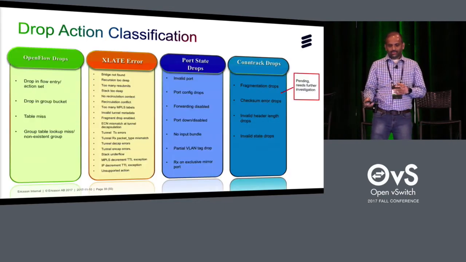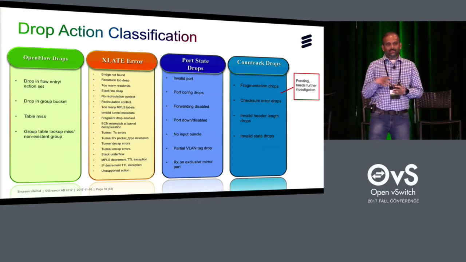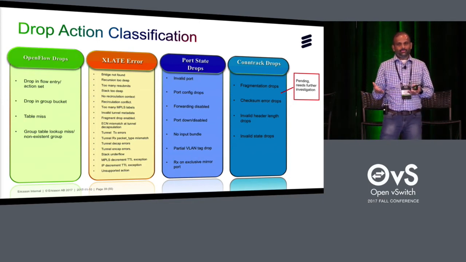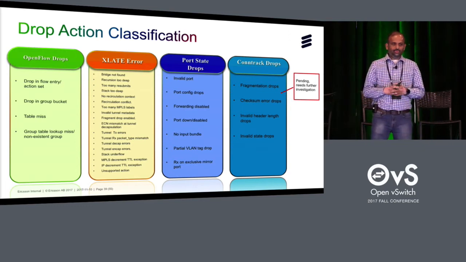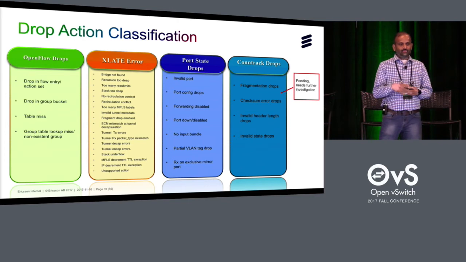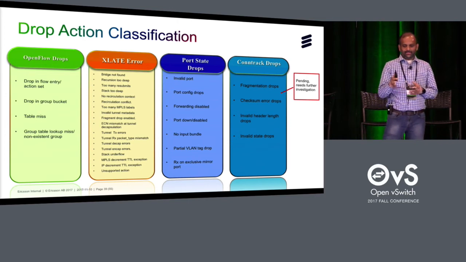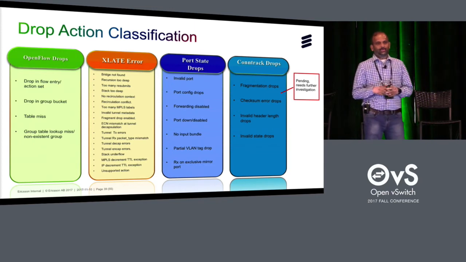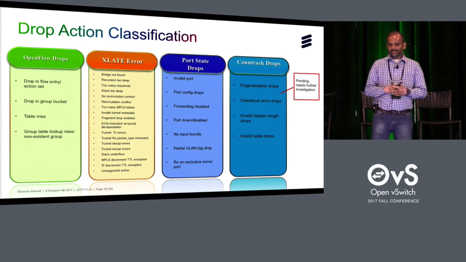Let's look at them. So the drop action classification is like this. Any drop action installed as part of the OpenFlow pipeline processing, or the errors generated during processing the OpenFlow pipeline, for example, table lookup miss or a non-existent group ID, will be classified under OpenFlow drops. Any drops happening because of a translation error come under translation error drops. And any drops happening because of an invalid port state or invalid config will come under port state drops. And the last category is the conntrack drops.